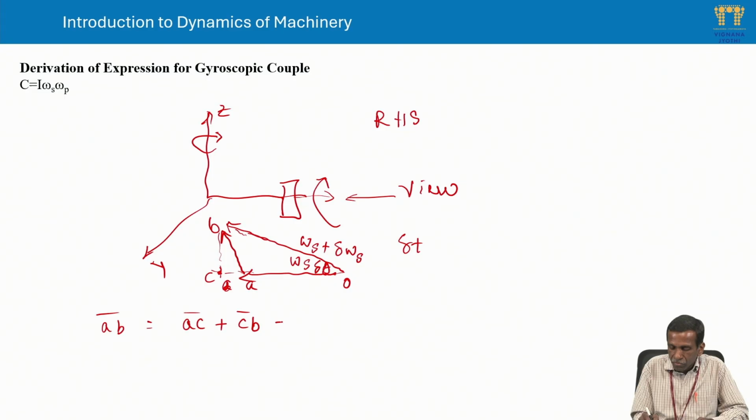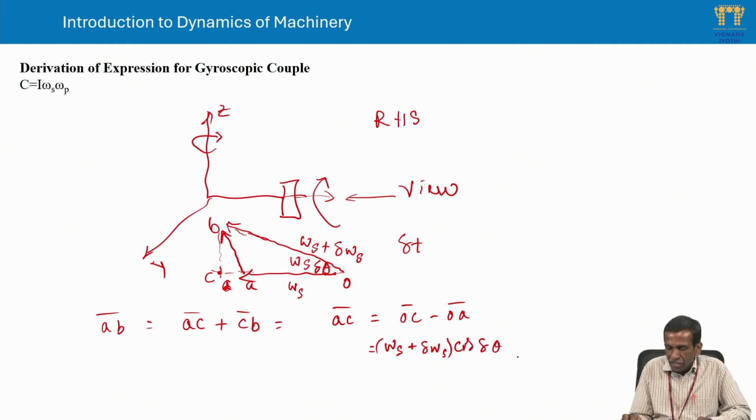So how can we write an expression for this AC? AC is the difference between the angular velocity along the x-axis, that is the original spinning axis, the initial angular velocity OA, which is omega s, and the final angular velocity OC. AC can be written as OC minus OA. So what is OC? OC is omega s plus delta omega s, times cos delta theta, minus OA.